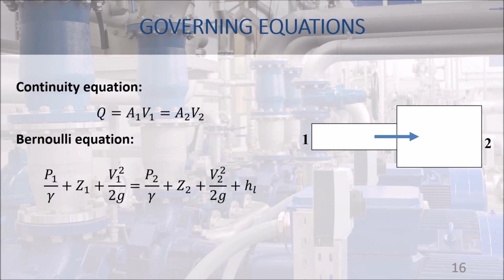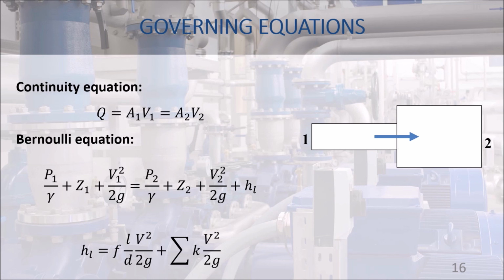The second governing equation is the Bernoulli equation, which is a hydraulic version of the energy conservation principle. A flowing liquid has a potential energy, a kinetic energy, and a pressure energy. The sum of the three energies is constant along the pipe, excepting the amount of energy or pressure head lost in friction with pipe wall and the hydraulic components.